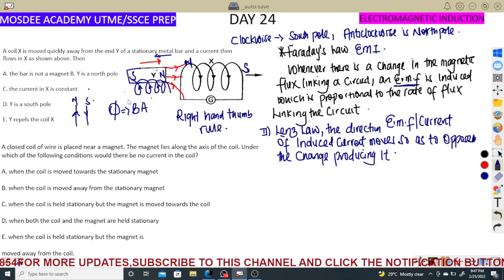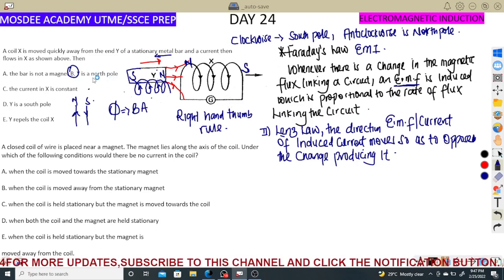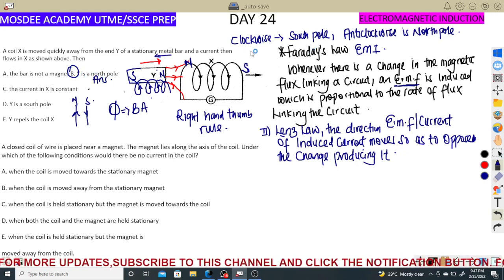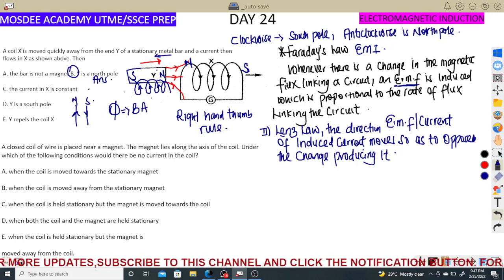So always keep that at the back of your mind. It's so simple. The answer to this is that Y is the north pole. That's the correct answer to this question. Always keep it in mind: south is clockwise, north is anti-clockwise. If I move it close to it, the flux linkage will increase. If I move it away from it, the flux linkage will decrease.